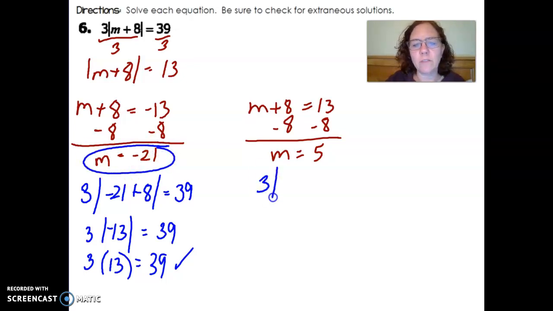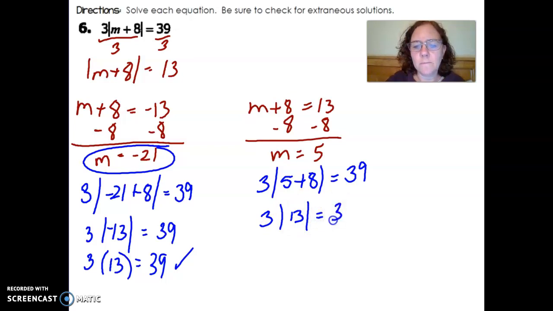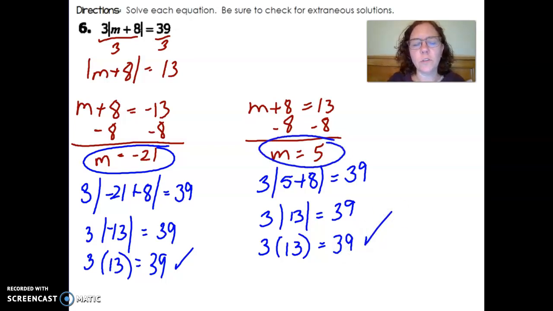All right, let's check the second one. Let's substitute in 5. Inside the absolute value, 5 plus 8 is 13. And the absolute value of positive 13 is also equal to positive 13. It is 13 units away from 0. And just like before, 3 times 13 is 39. So that one is correct too. This one turns out to have 2 solutions. If you choose to do the delta math for this, you'll type in negative 21, comma, and then you'll type 5 in the second box that's going to open up. It's important to type in that comma, and that's how you're going to be able to type in your second solution.